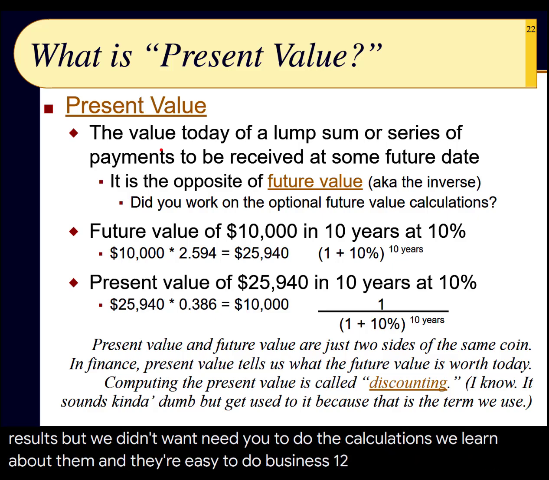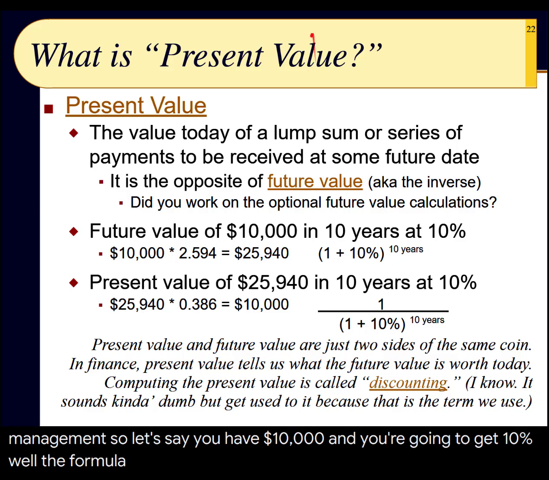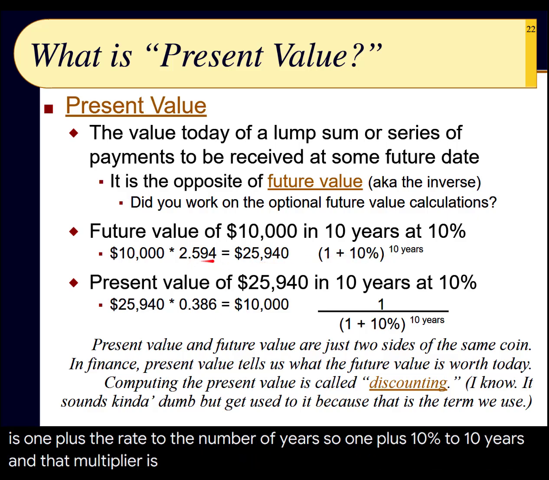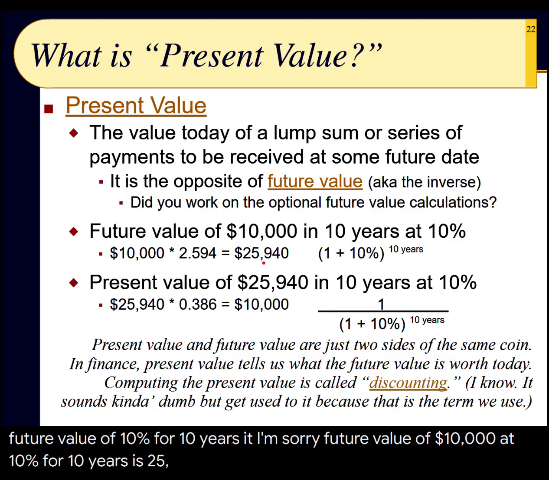Business 121, Principles of Money Management. So let's say you have $10,000 and you're going to get 10%. Well, the formula, which we're not going to use, is an exponential formula, is 1 plus the rate to the number of years. So 1 plus 10% to 10 years. And that multiplier is 2.594. So 10,000 times 2.594 is equal to $25,940. So the future value of $10,000 at 10% for 10 years is $25,940.